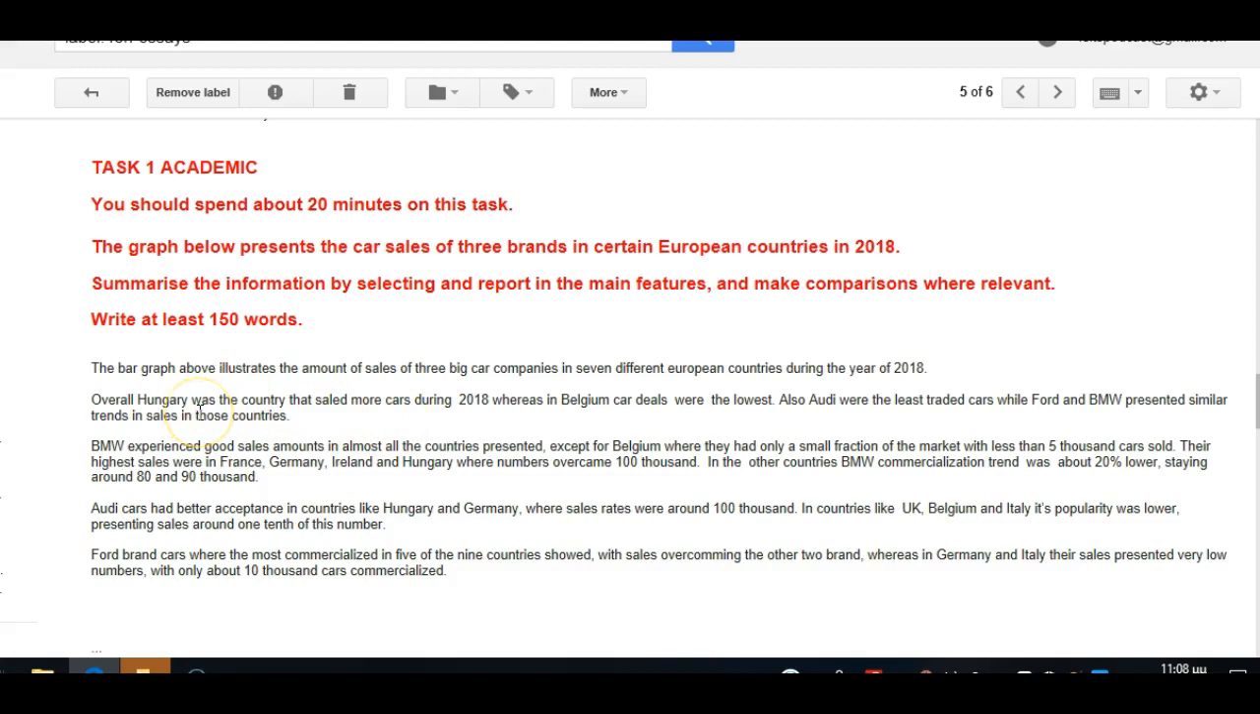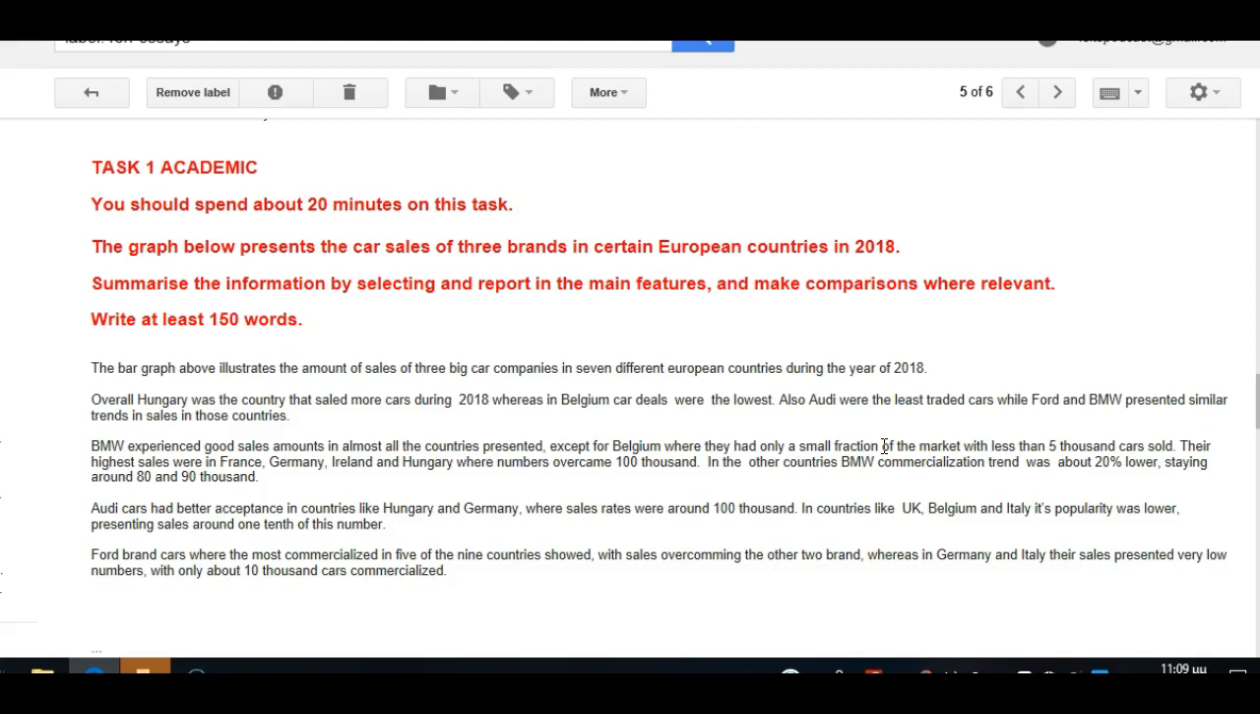BMW experienced good sales amounts in almost all the countries presented except for Belgium, where BMW had only a small fraction of the market with less than 5,000 cars sold. Okay, why have you decided to start with BMW? I don't know. I'm going to look at the chart again.